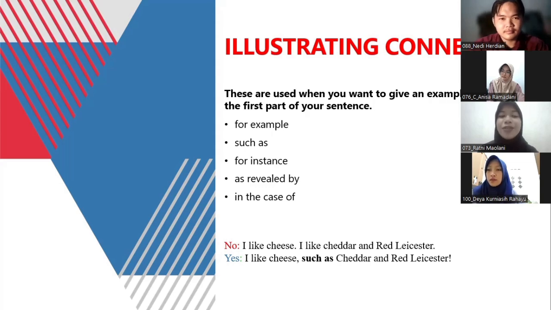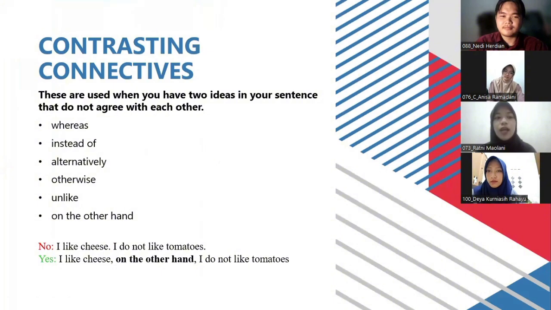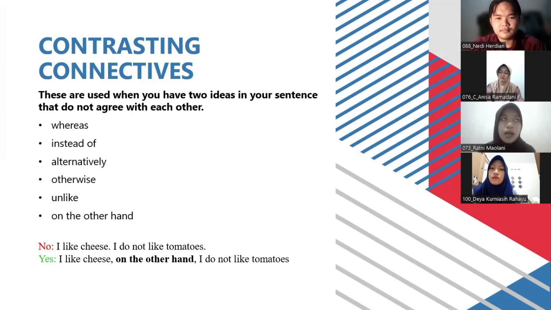And the second kind is comparing and contrasting connectives. Contrasting connectives are used when you have two ideas in your sentence that do not agree with each other. They are used to show a difference or opposite between two or more ideas. These connectives help to highlight the contrast between two statements, making the ideas clear. Contrasting connectives include whereas, instead of, alternatively, otherwise, unlike, and on the other hand.